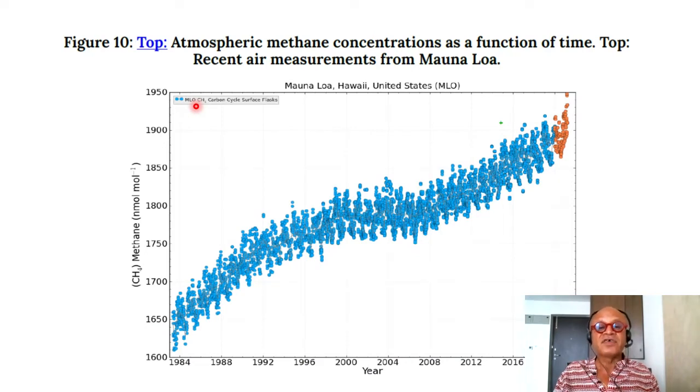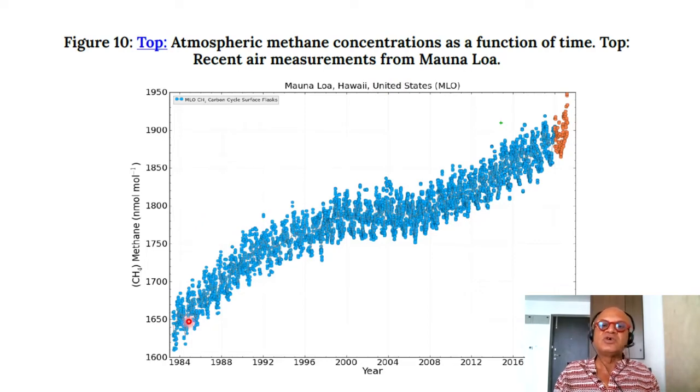So that's the kind of thing we have to do to understand the rate of warming of the atmosphere, which is what we typically track. Okay, so that brings us to the greenhouse gases. So atmospheric methane concentration as a function of time. Recent air measurements from Mauna Loa.